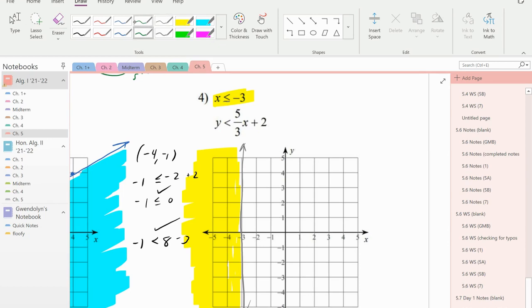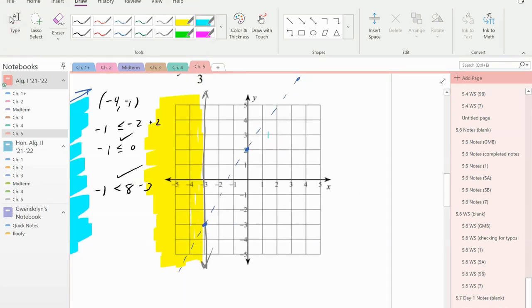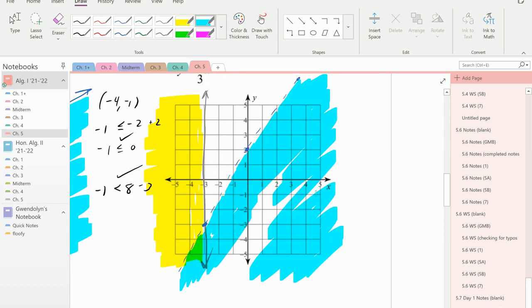And then the other line, let's see, y-intercept at 2. We're going to rise 5, run 3. 1, 2, 3, 4, 5. 1, 2, 3. Gets me off the page or off the sheet a little. 1, 2, 3, 4, 5. 1, 2, 3. And no equal there. So dotted. And we want to be under it. So we're looking at this section right here.